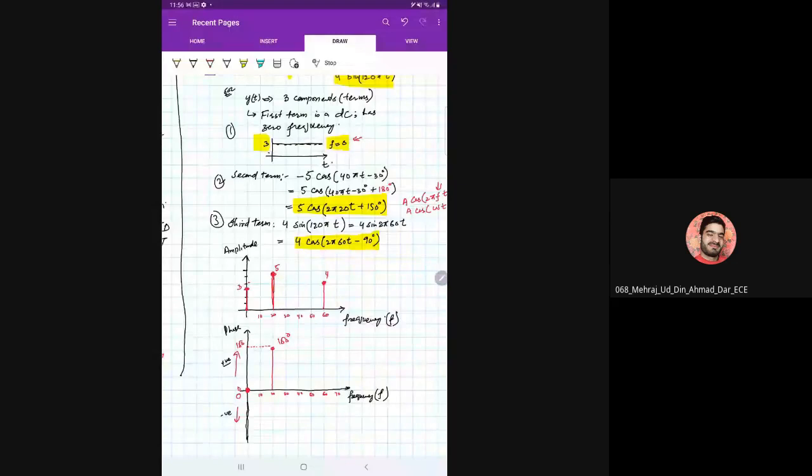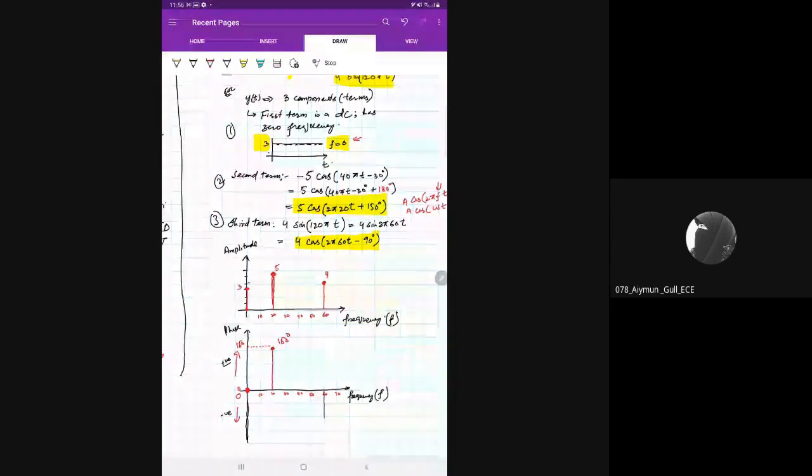And for the third component, I'm going to ask another student to help me plot this. Maybe Ayman, roll number 78. Yes, sir. Tell me, what is the phase of the next component? So minus 90. Where will this be plotted? At 50, 40, 30? So 60. At 60. Very good. It is minus 90. So this is minus 90 degree somewhere here.